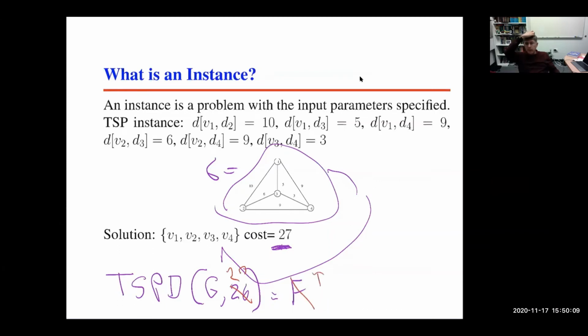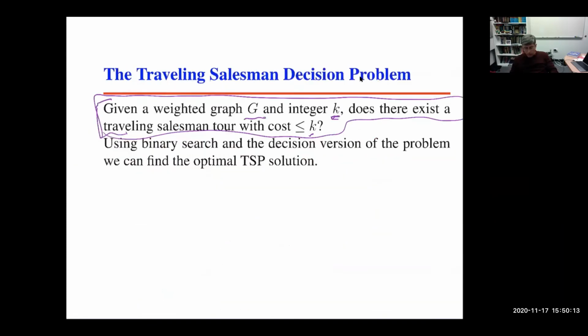Does everybody see that if I have a TSP decision problem where I give myself G and a bound, and I ask, is there a tour of cost less than or equal to k? If I want to find the size of the optimal tour, could I use my decision problem to find the size of the optimal tour efficiently?